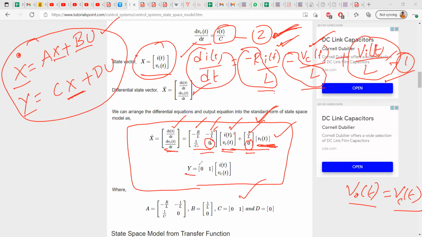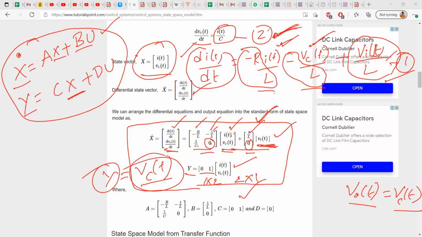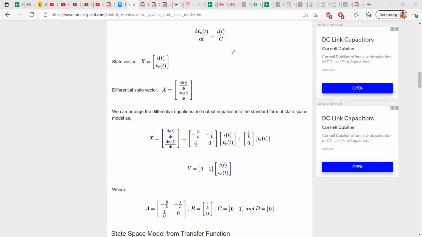So we are writing the state vector as it is, and the matrix is represented like this, 0 and 1. If you multiply this 1 by 2 matrix and the 2 by 1 matrix, you are getting y equal to Vc of t. What is y? Output. What is Vc of t? Output of the circuit. Is it clear, all of you?